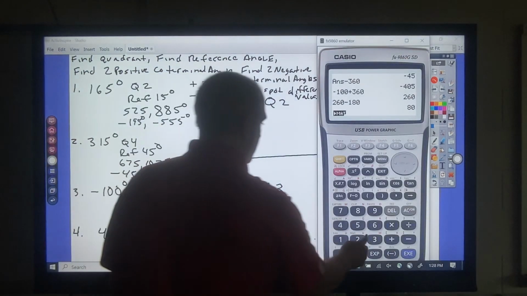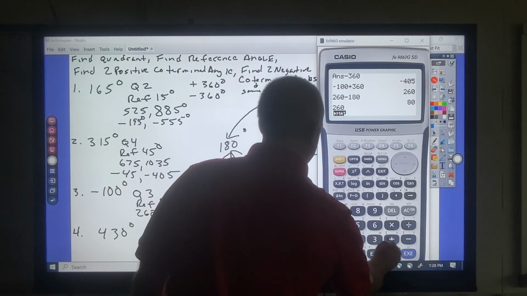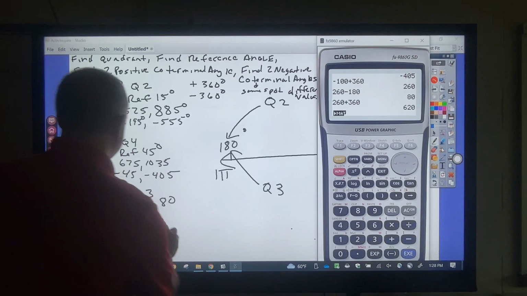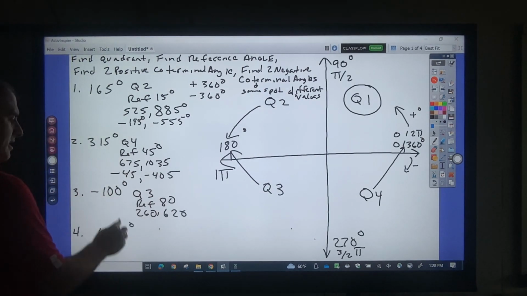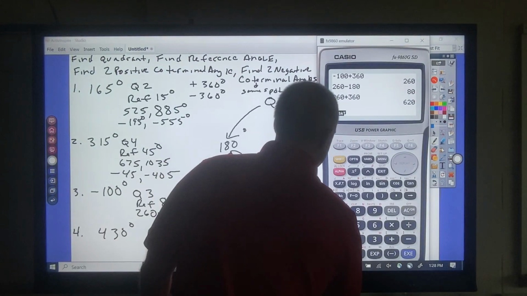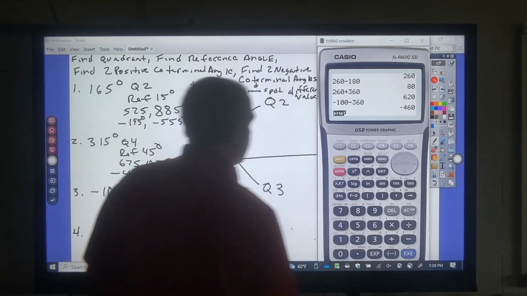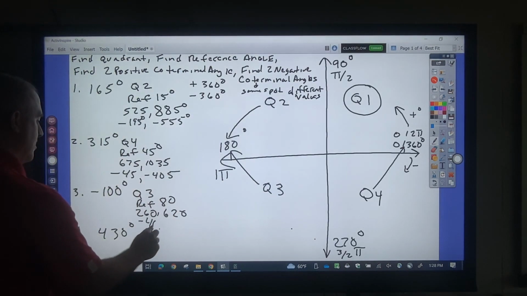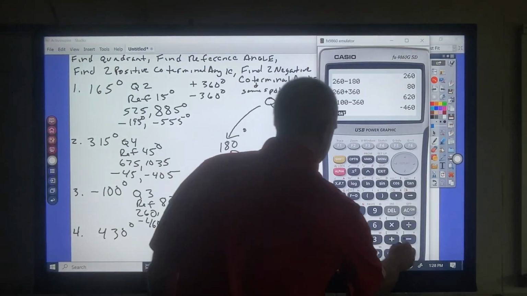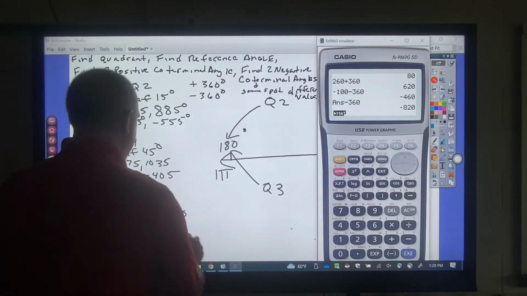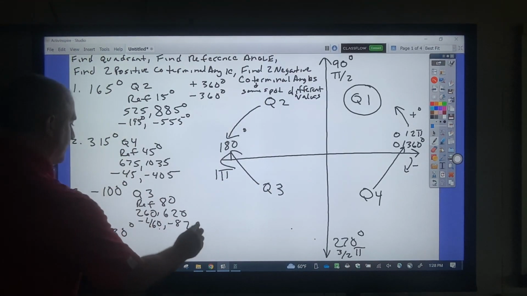Okay, also 260 plus 360 would put me at 620. To get the other versions of that negative, negative 100 minus 360 is negative 460. Minus 360 again is negative 820. So you just have to have a little bit of number sense, okay?